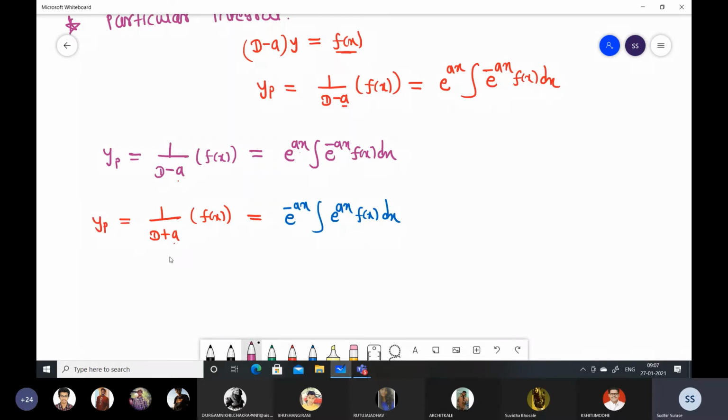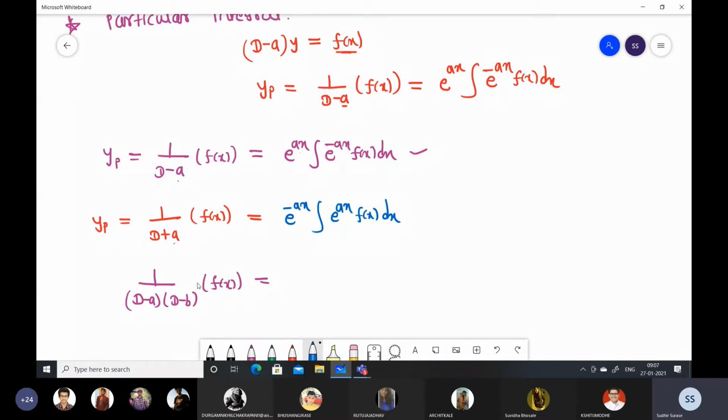Now what about if you have more than one root? For example, if you have an operator like (D minus a) and (D minus b), in that case, how to find the particular integral? Successively you have to go: first you can operate 1 upon (D minus b), and thereafter you can operate (D minus a). Or you can do the partial fraction, separate these two operators, and then separately use the first or second formula depending on the root. So you can go successively or do the partial fraction.